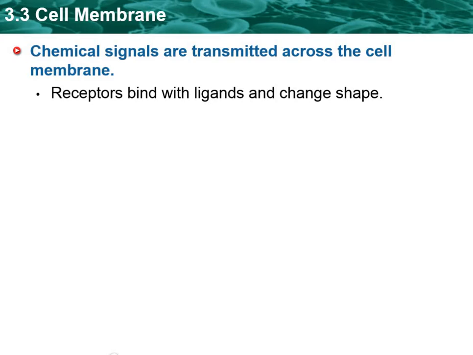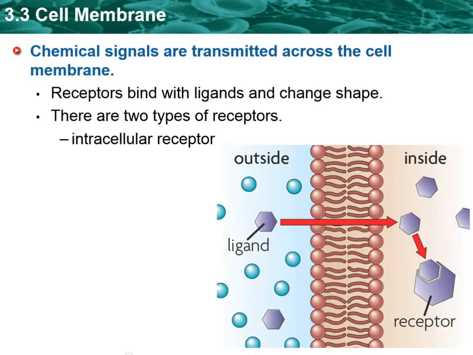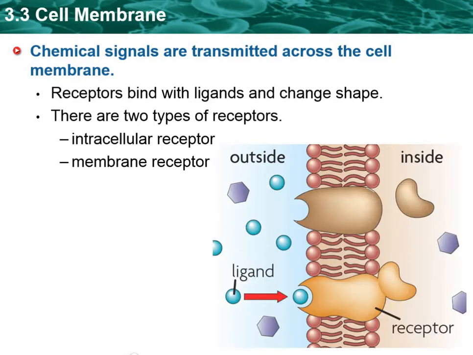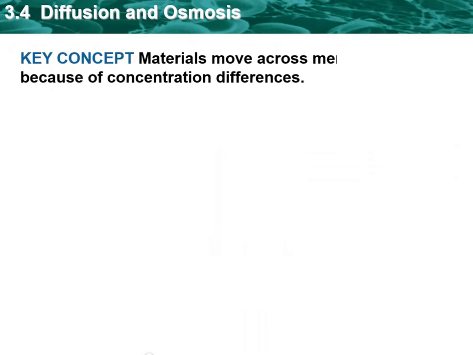A lot of times you're going to have receptors on the cell membrane, and those receptors are going to bind with ligands and change shape. There are two types of receptors: you have intracellular receptors and you have membrane receptors. Again, these are just ways for things to get in and out of the cell that normally couldn't go through that cell membrane.